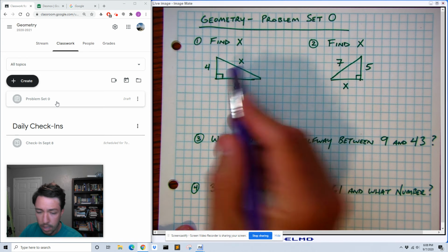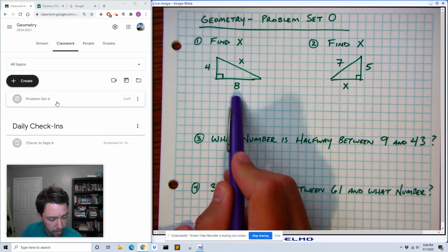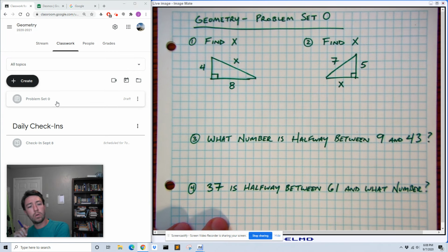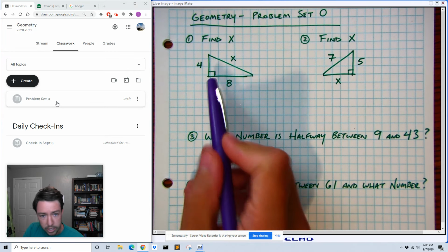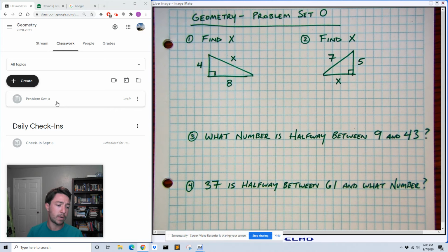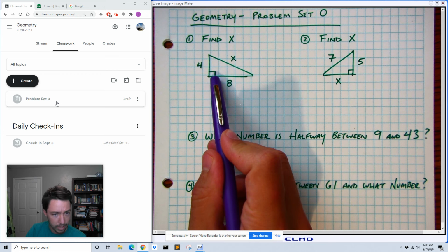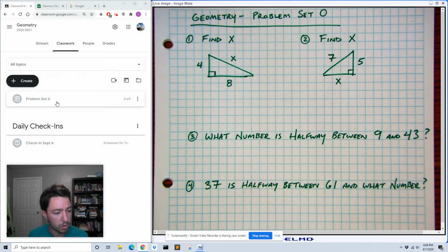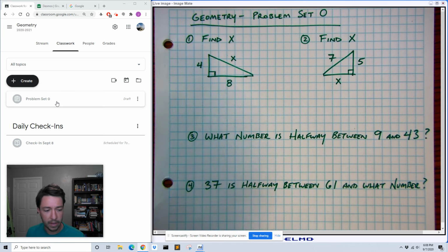So, okay, first thing, find x. We got a triangle here. Notice it's a right triangle. That's what that little symbol means. That little box shaped thing down there means it's a right triangle, means that's 90 degrees. So that's worth noting. And I want to find x.